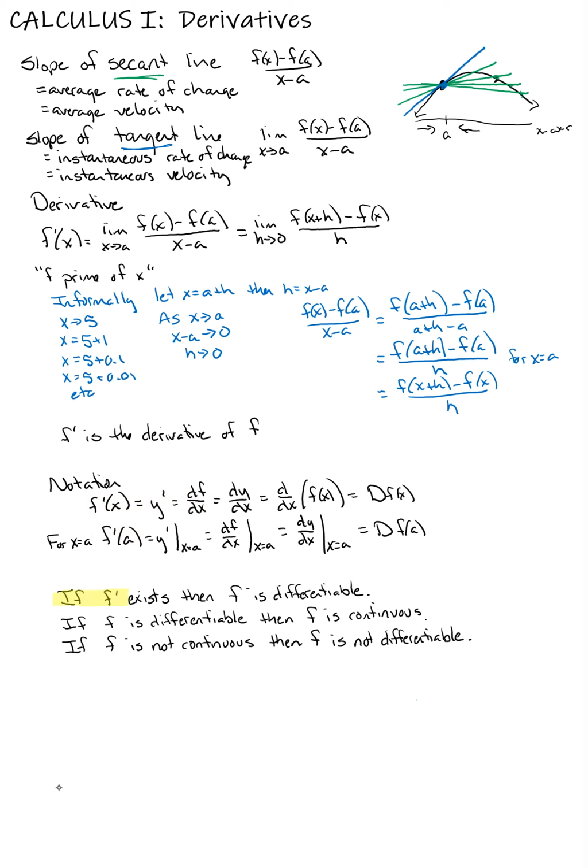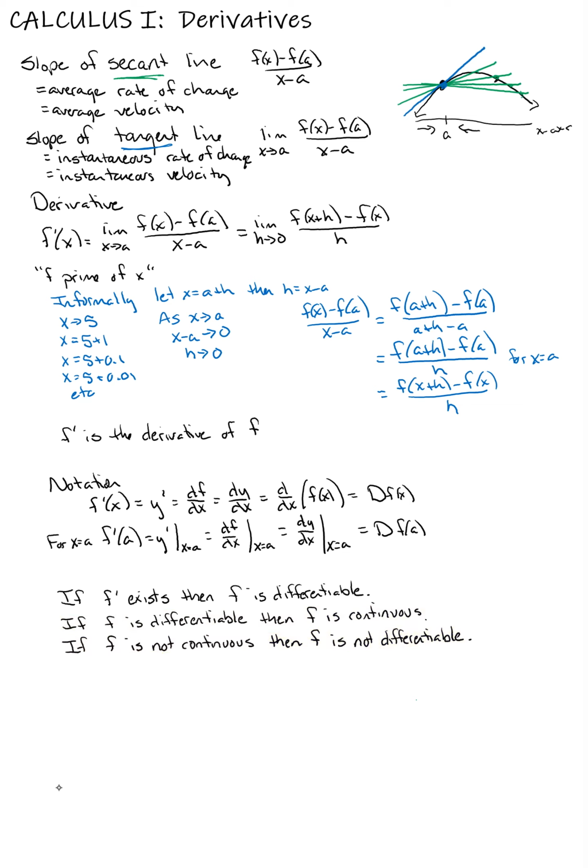All right, couple other things. If f prime exists, so I can find the derivative, I can actually take the derivative, then I know that we can say that f is differentiable. If f is differentiable, then we know that f is continuous. Oh, we talked about continuity previously. Now, I can also say if f is differentiable, then f is continuous. I can also say that if f is not continuous, then f is not differentiable. Ooh, let's see. Now, what is that about?